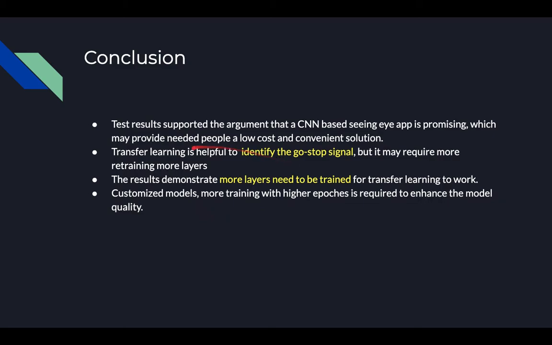So upon testing, the conclusion is that the test results really support the argument that a CNN-based app is very promising, and it can offer people a low-cost solution to the problem. And transfer learning was able to identify the go-stop signal, but you need to add more layers and train a lot more. So in order for the model to be more efficient, there needs to be more training with higher epochs and also layers added at the end that pull out certain features needed.